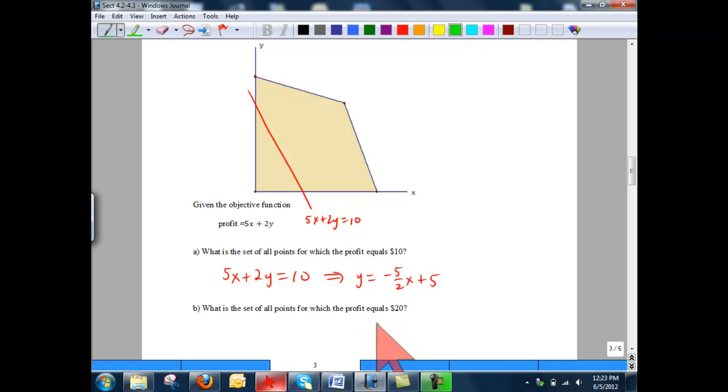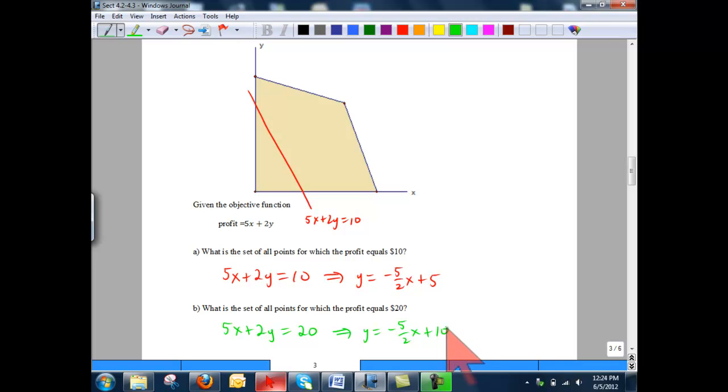What's the set of all points for which the profit equals $20? Well, that's asking the question, what's the set of all points that satisfy the equation 5x plus 2y equals 20? Or in slope-intercept form, y equals negative 5 halves x plus 10. Notice that these two lines have exactly the same slope, but they have different y-intercepts.